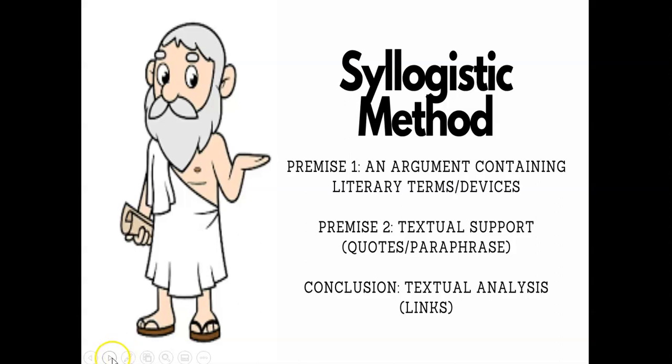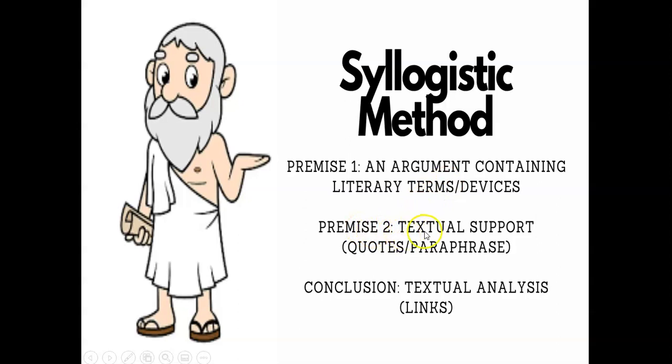So the first premise is going to be an argument containing literary terms and devices. And one of the things I emphasize with teachers and students is this: literary analysis is an expository mode, and all expository mode is argument. So you got to make sure that the student is arguing and not getting plot summative, right? The idea is not to regurgitate the story and put the story in his or her own words. So you got to argue, use the terms and devices.